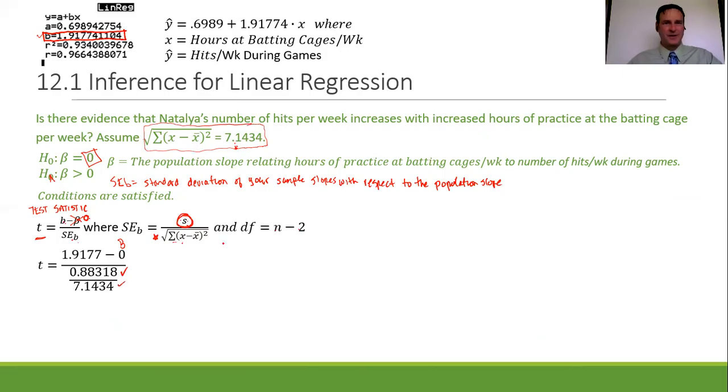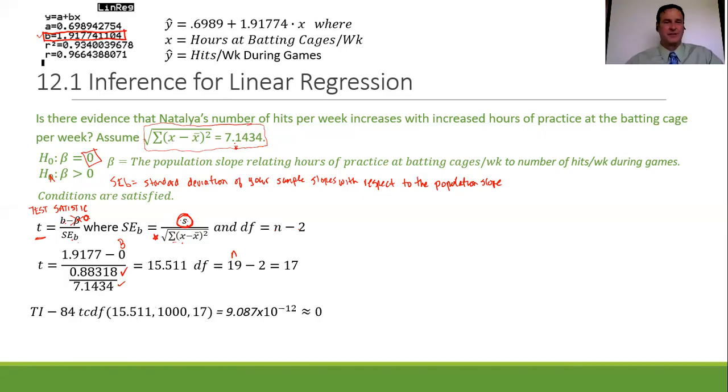Do all of our work. It's pretty easy math because we've done all the work to get all these small pieces, and you get 15.511. With our degrees of freedom being n minus 2, n is 19, subtract 2, you get 17, and you can do a tcdf to get your p-value, which is basically 0. Now, what does that mean? I think our alpha cutoff was pretty small, 0.01, but we had something even smaller.